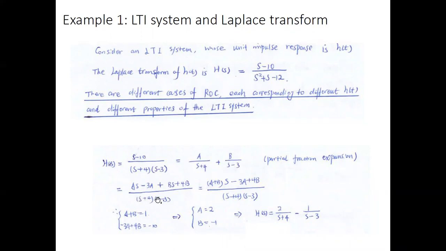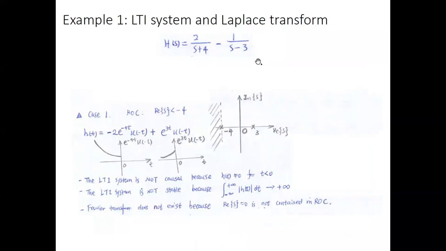And we multiply the factors again. Then on the numerator, we multiply A with s minus 3, and multiply B with s plus 4. So the coefficient before s is A plus B, and the constant coefficient is 4B minus 3A. This numerator needs to be the same as the original numerator, s minus 10. So A plus B equals 1, and minus 3A plus 4B equals minus 10. Solving this set of equations, we have A and B, which gives H of s written as a combination of simple rational functions. This is the result by partial fraction expansion. I put the result here. So how is this result useful?